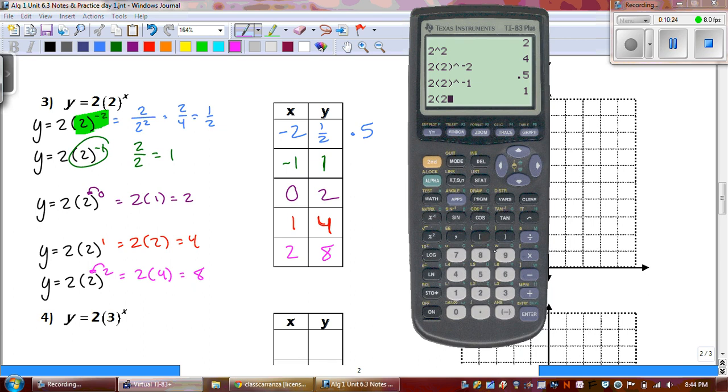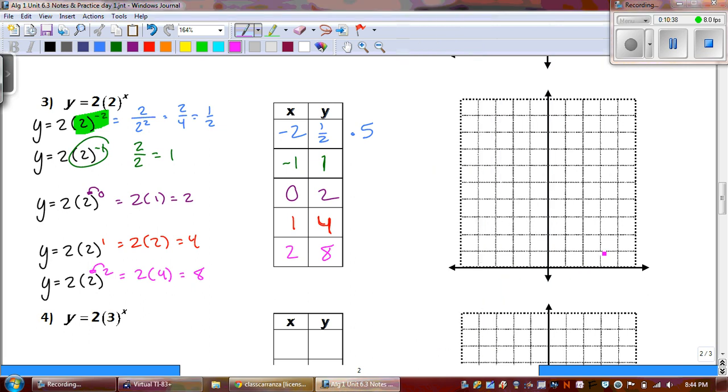2 times 2 to the 0. 2 times, see, even if you put the times sign, you can get that right too. Just make sure you're typing in exactly right, okay? Now for this one, you can graph all of these ones, okay? I know sometimes when it gets really small fractions, it's hard, and that's okay.